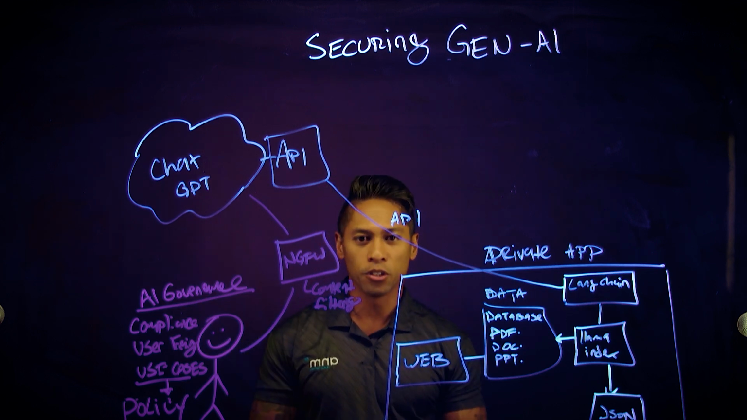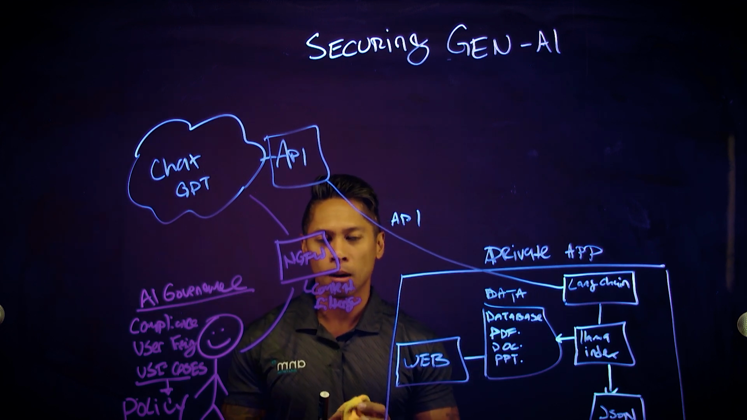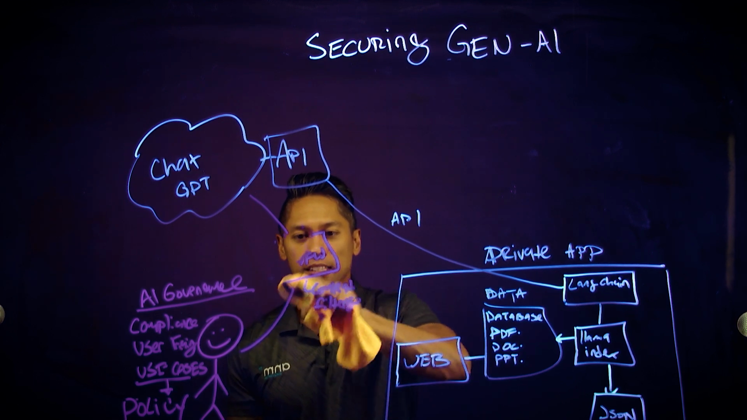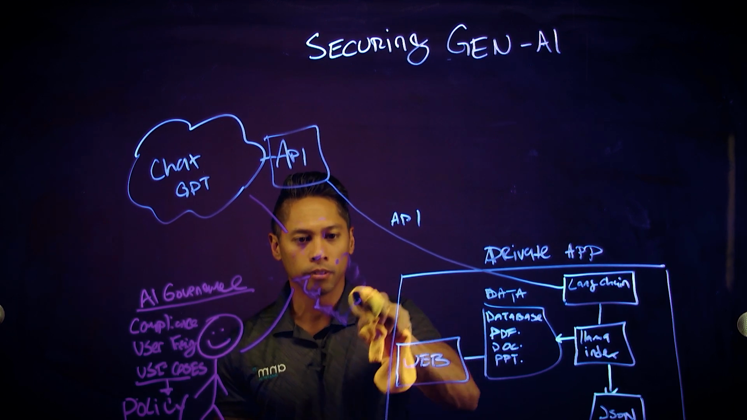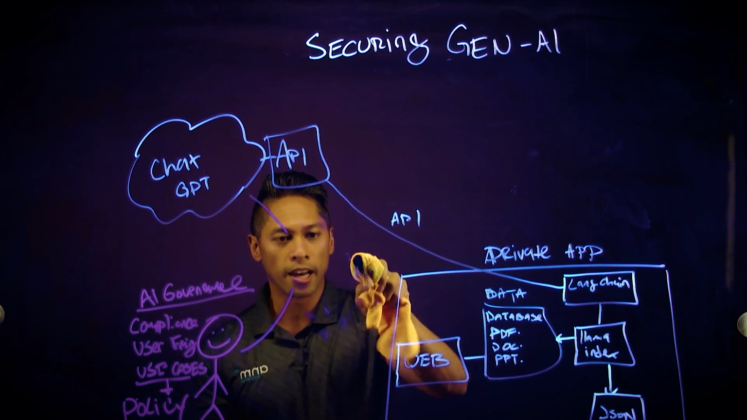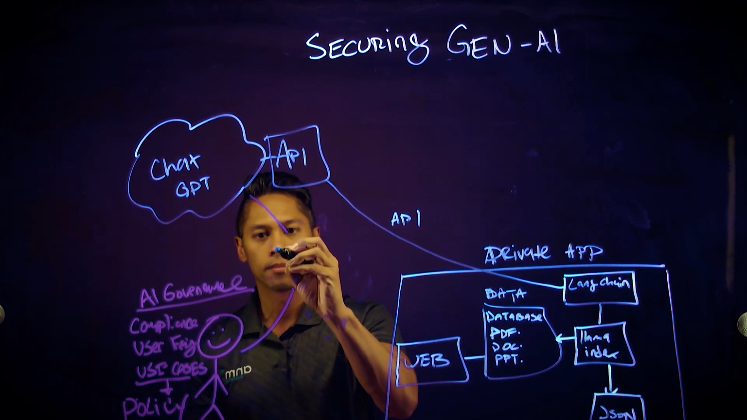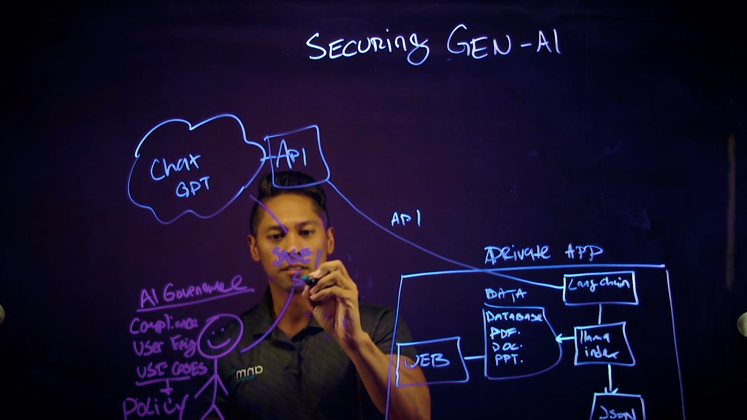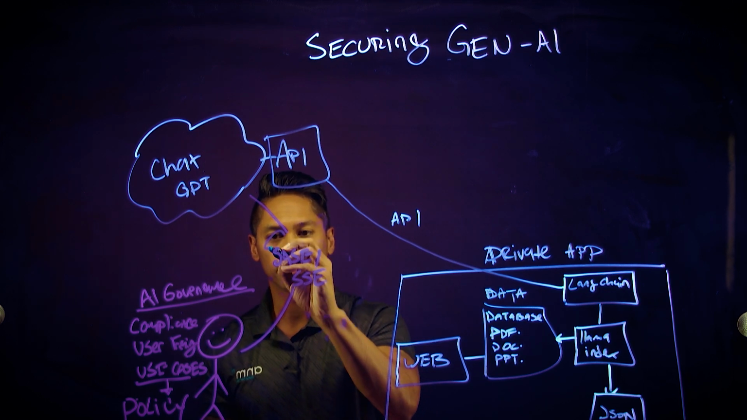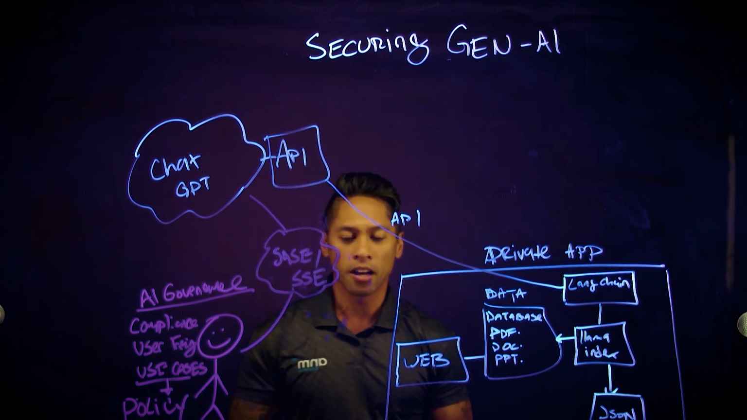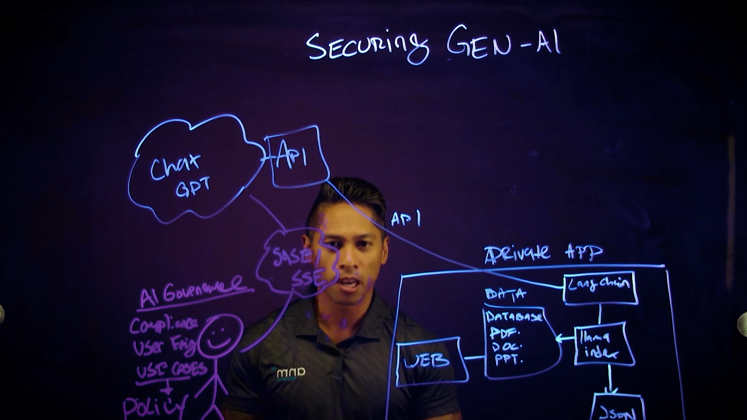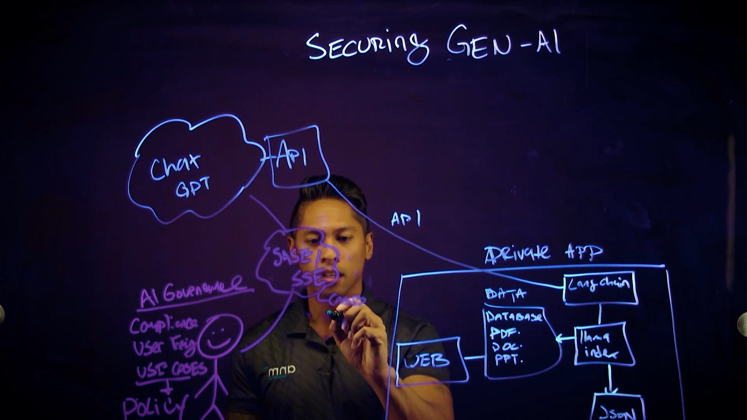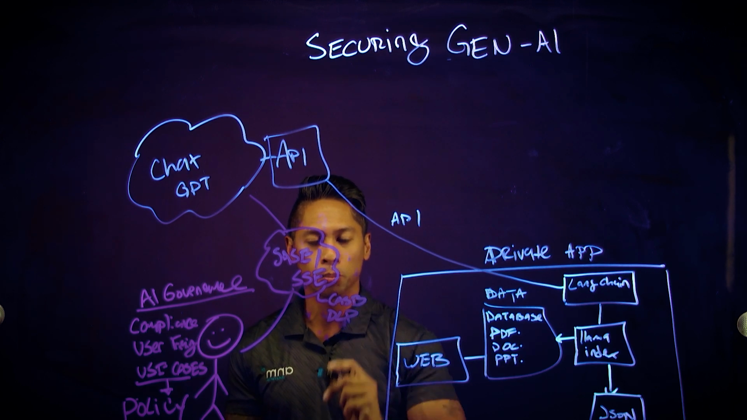Now, let's say this user is remote. Maybe they're working from home or working at a Starbucks. Then in those cases, you could also use a tool like SASE or SSE. Now, not only can we do things like content filtering like we can on a firewall here, but we can also do things like CASB and DLP or data loss prevention.